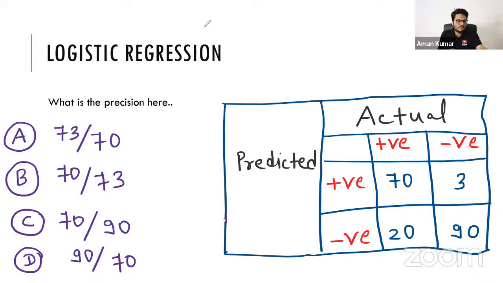Okay. So what is the number here? This is your actuals and this is your predicted. So actual numbers here, predicted numbers here, right? And this 70 number, what will it be called? It will be called true positives, right?